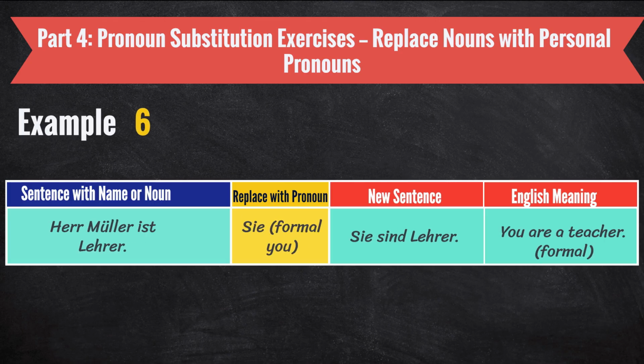Example 6. Herr Müller ist Lehrer. This means Mr. Müller is a teacher. When speaking formally to someone, use Sie with a capital S. You say Sie sind Lehrer. You are a teacher.